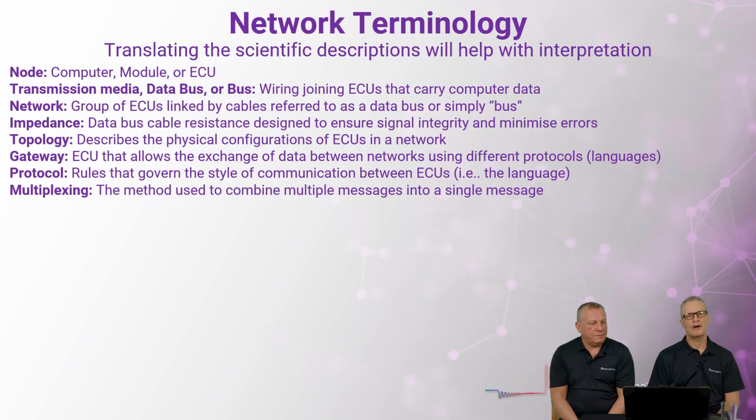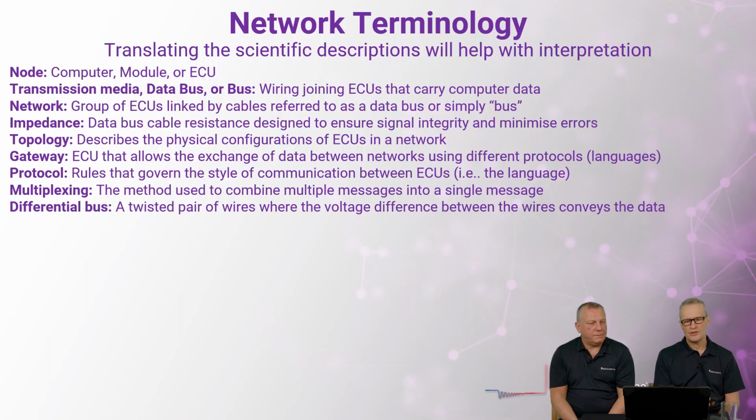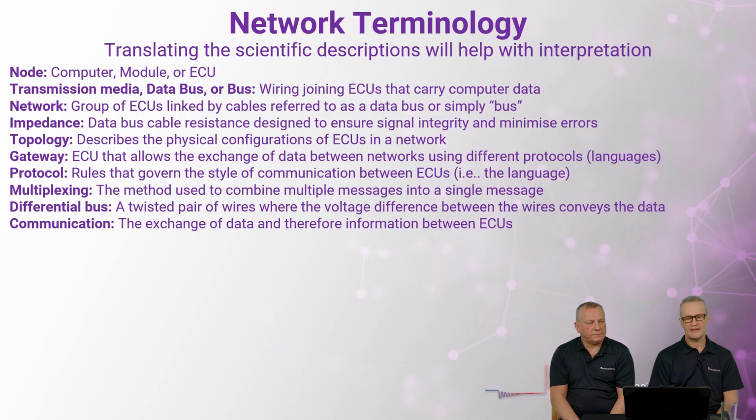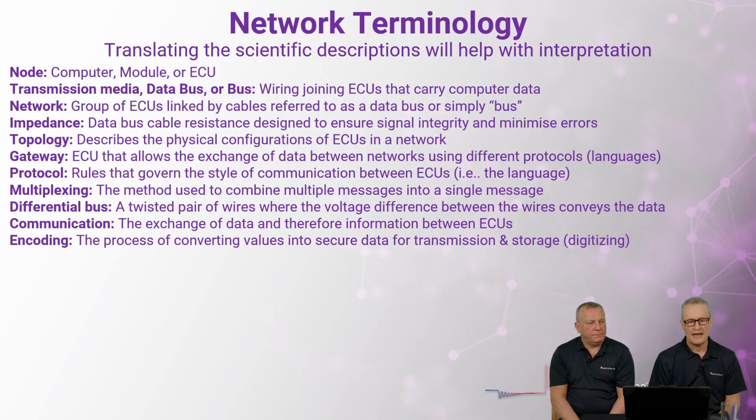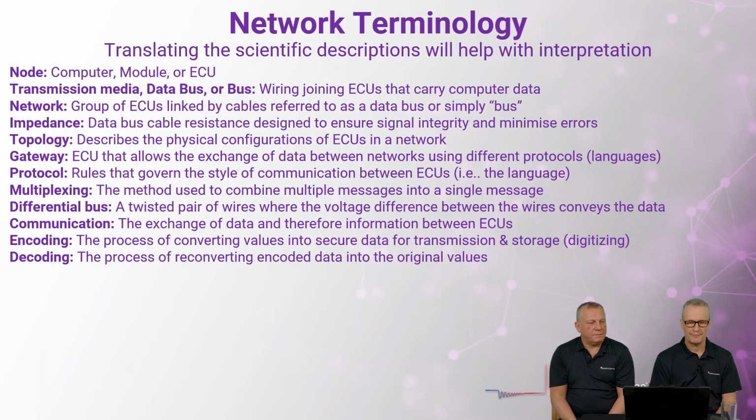Multiplexing, how we combine multiple messages into a single message. Differential bus, a twisted pair of wires where the voltage differential between the wires conveys the data, so not reference to ground. Communication, or the exchange of data and therefore information between ECUs. Encoding is the process of converting values into secure data for transmission and storage. Digitizing, I thought that kind of, you take an analog value and digitize it, encode it.